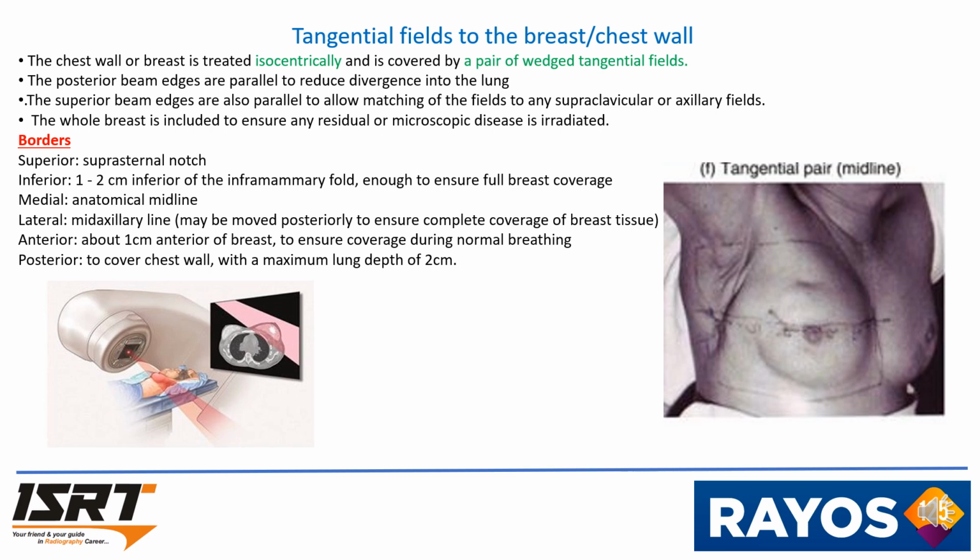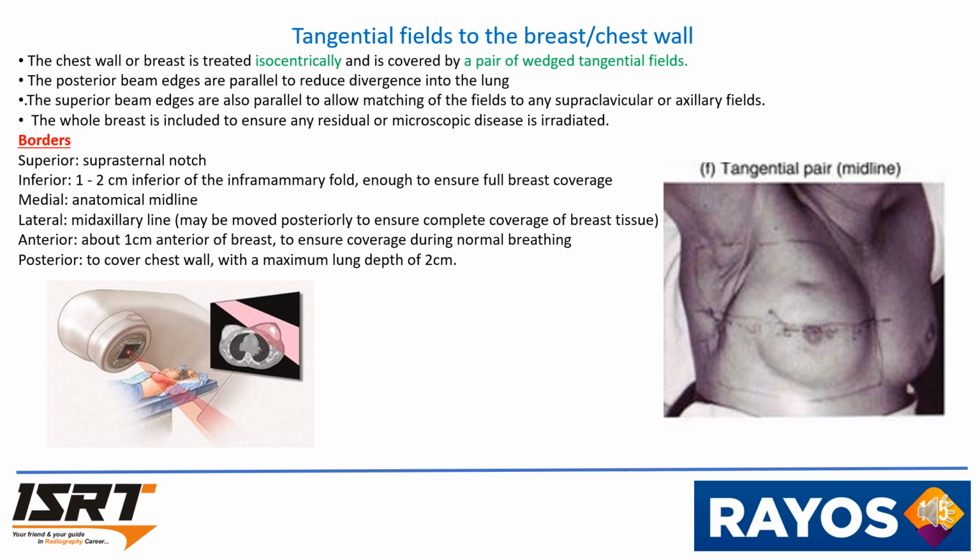The chest wall or breast is treated isocentrically and is covered by a pair of wedged tangential fields. The posterior beam edges are parallel to reduce divergence to the lung. The superior beam edges are also parallel to allow matching of the fields to any supraclavicular or axillary fields. The whole breast is included to ensure any residual or microscopic disease is irradiated.